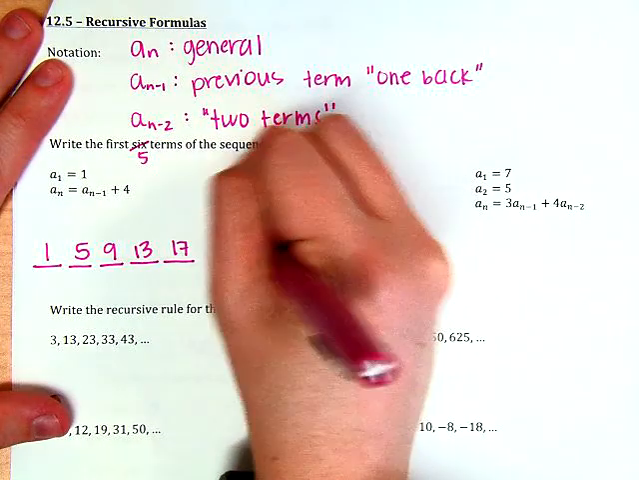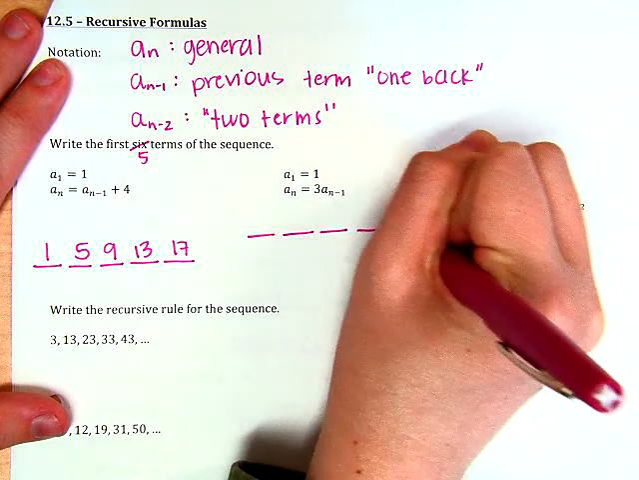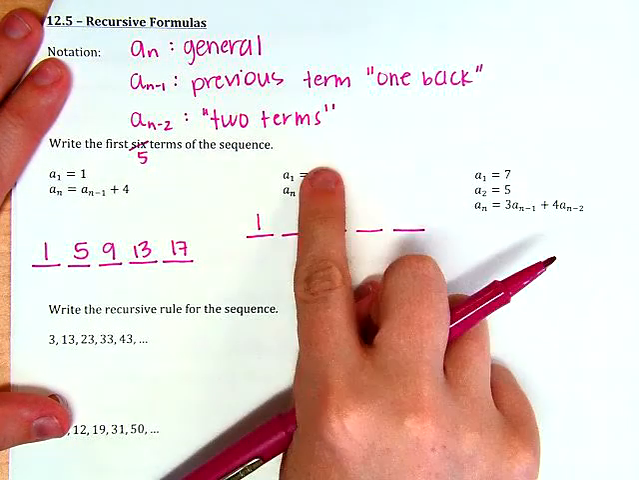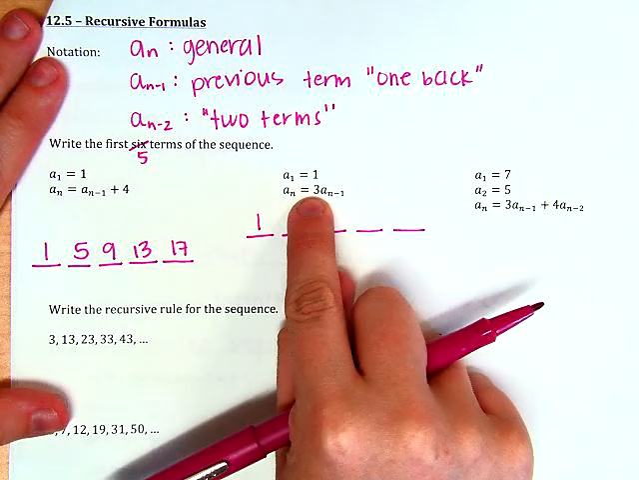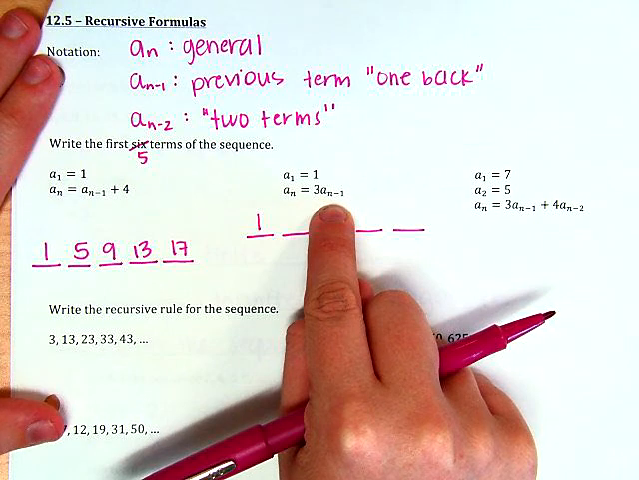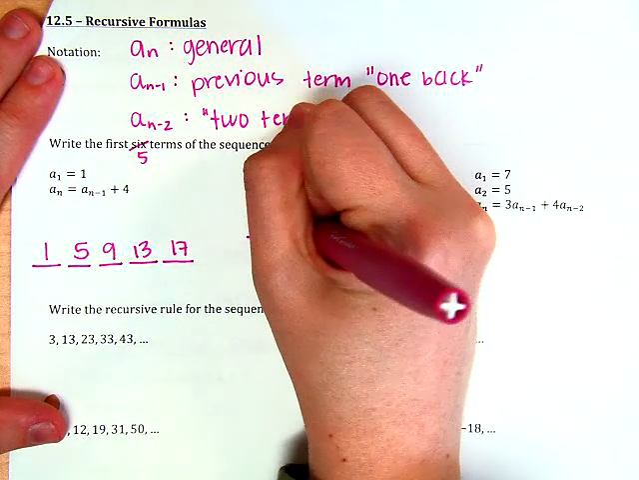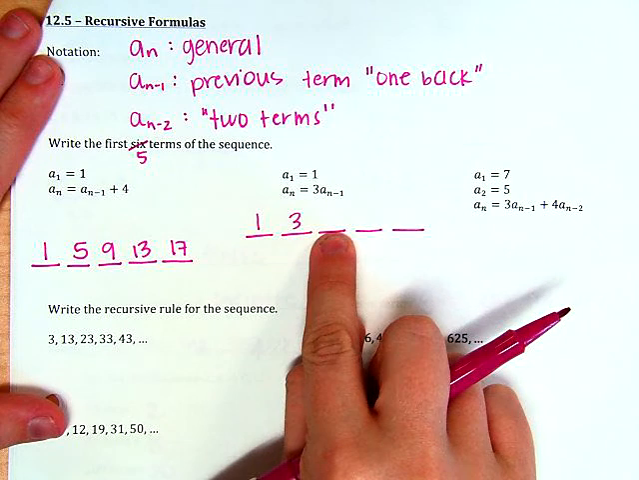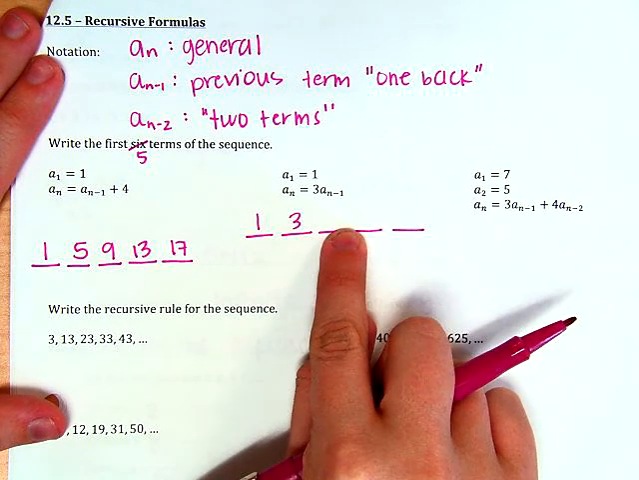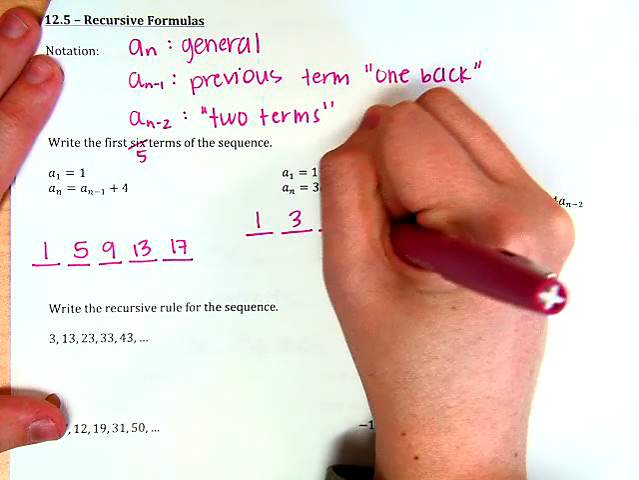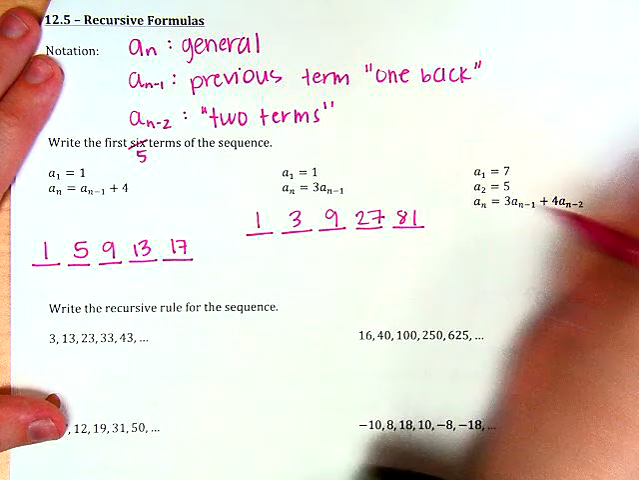So let's try this one. It gave me my first term as 1. This one says it's 3 times my previous term. So previous term times 3, 1 times 3, 3. This one, previous term times 3, 9, 27, 81.